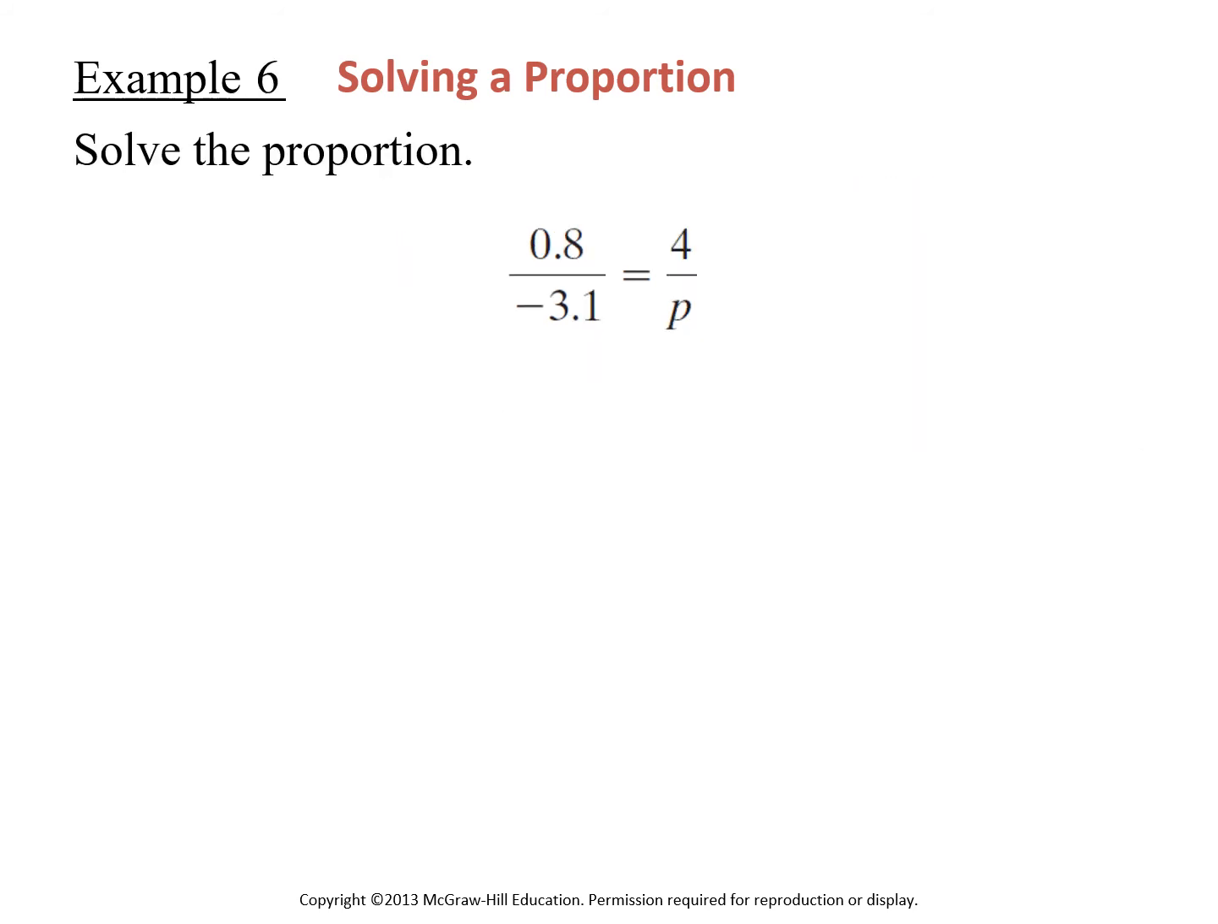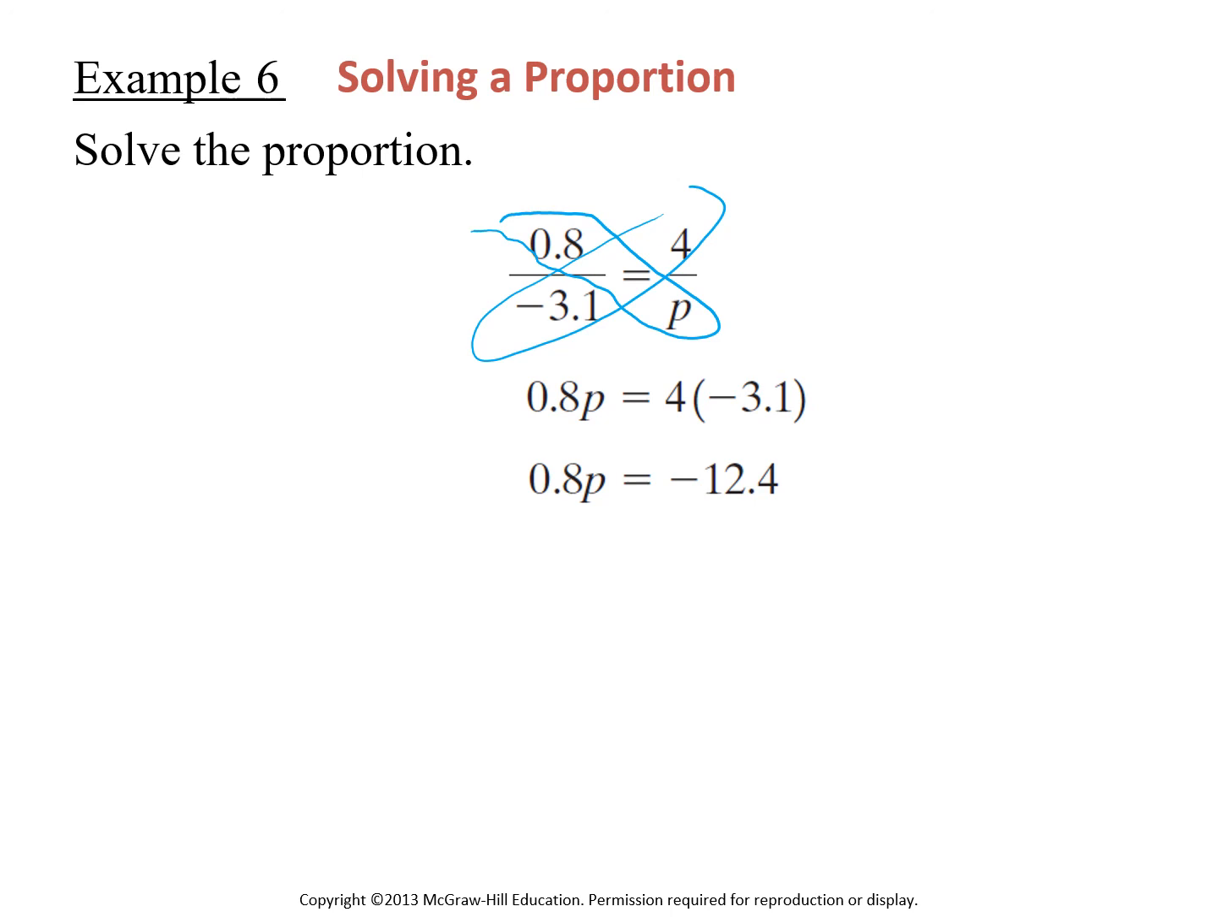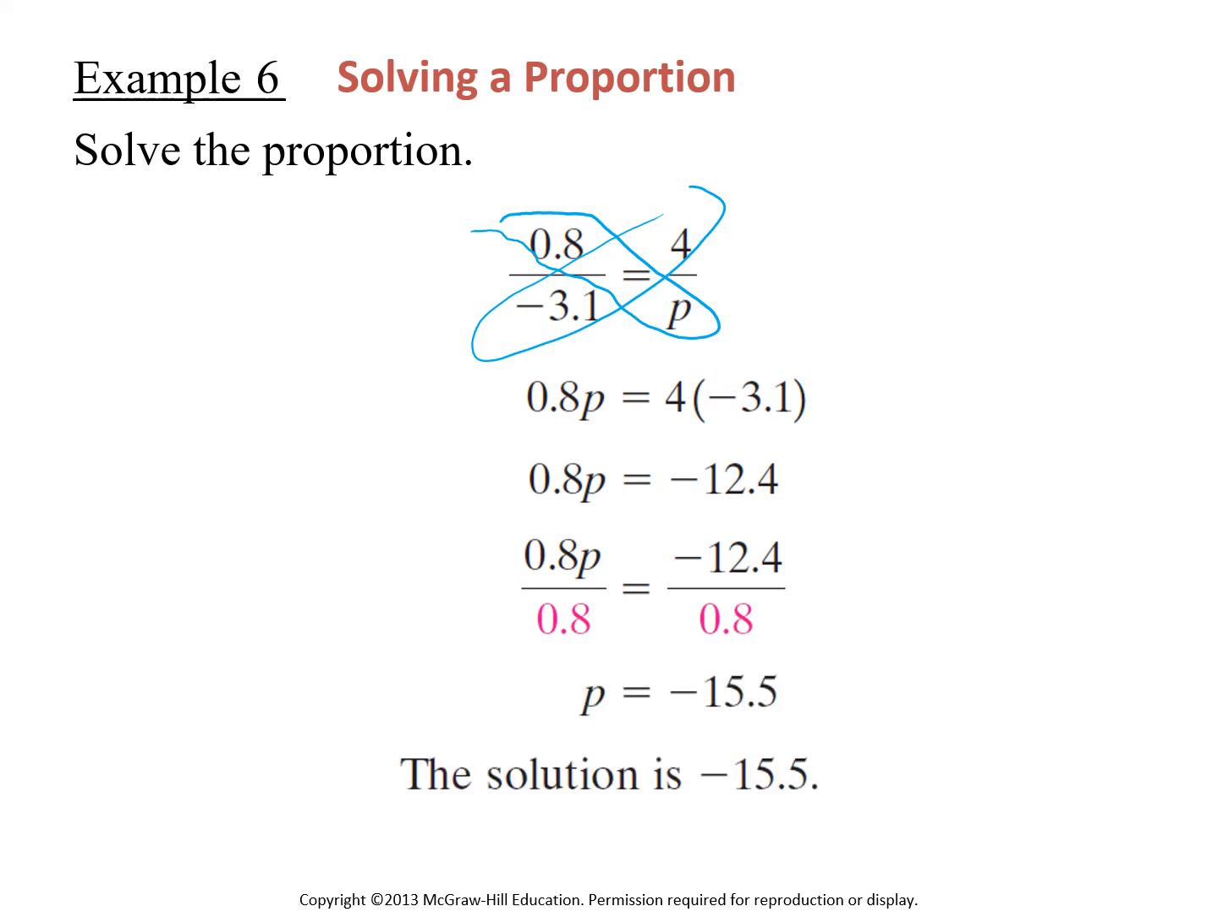We're going to solve this proportion. The only difference is we have a negative number here. We're still going to take the cross products and we're going to multiply 0.8 times p and set that equal to 4 times negative 3.1. So 0.8p equals negative 12.4, and we divide by the coefficient, and p equals negative 15.5.